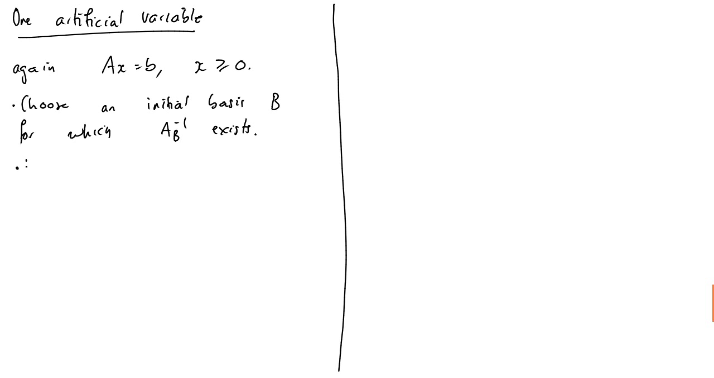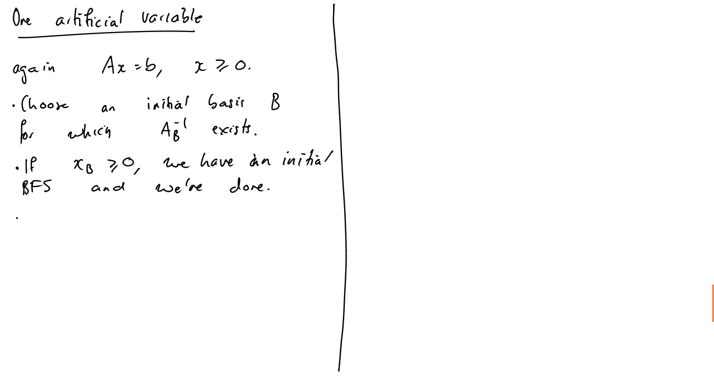If x_B is greater than or equal to 0, we have an initial basic feasible solution, and we're done. Otherwise, let x_j be the most negative element of x_B.